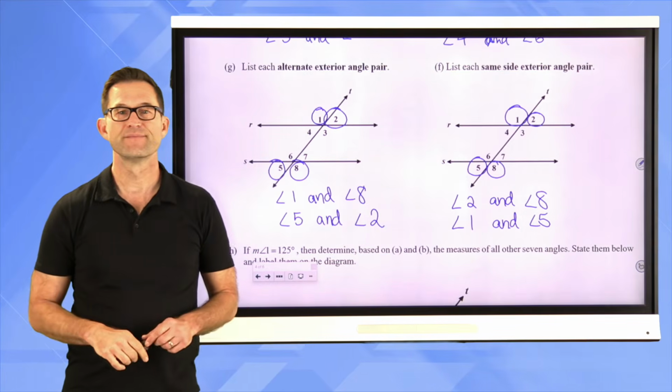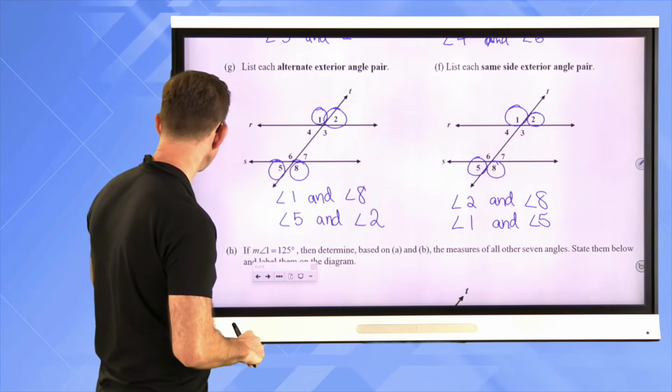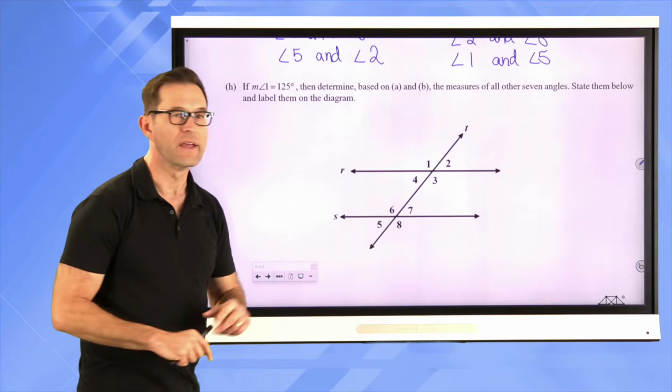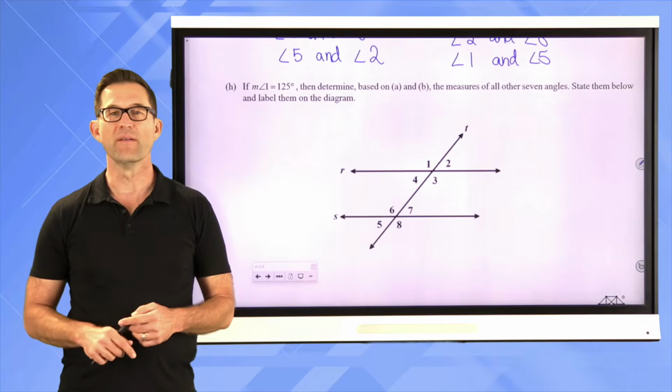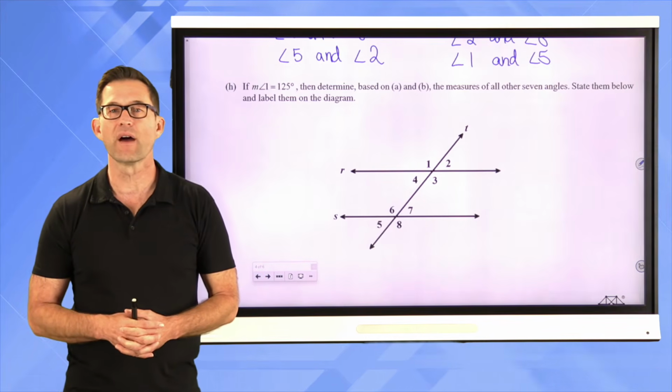All right. Now let's do the last problem here. Letter H. If the measure of angle 1 equals 125 degrees, then determine, based on A and B, the measures of all other 7 angles, state them below, and label them on the diagram. All right, well, I say we just kind of throw these things on the diagram, right?